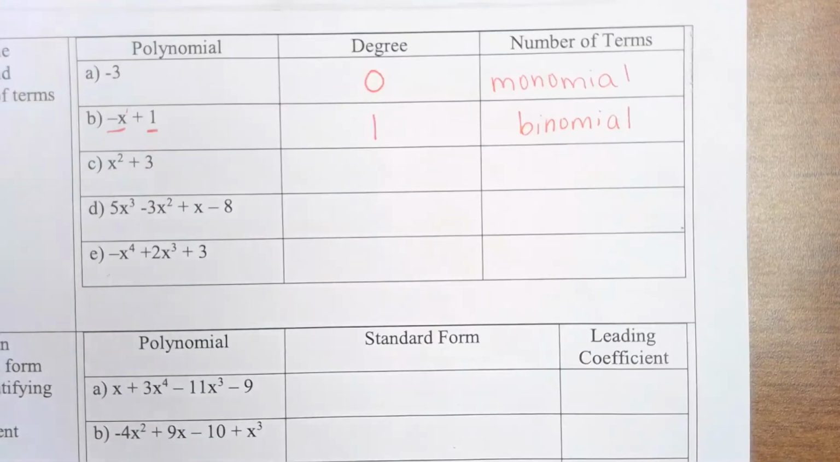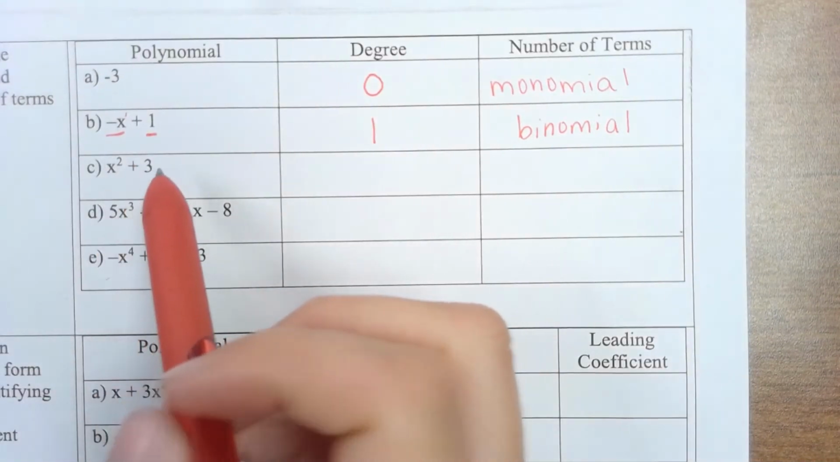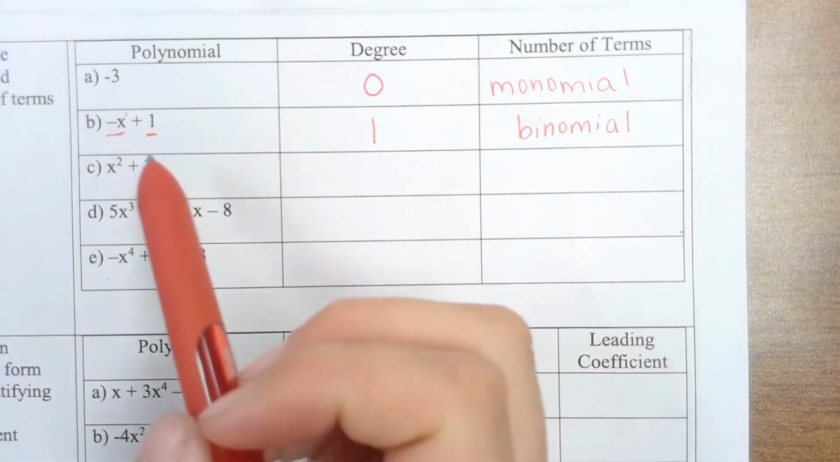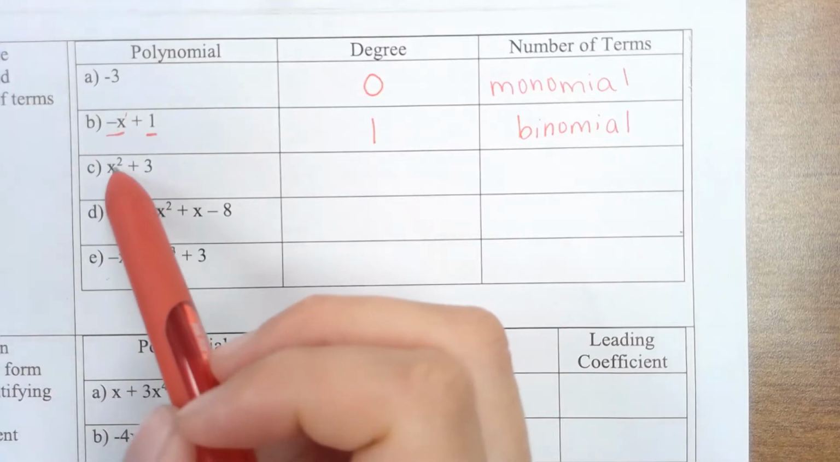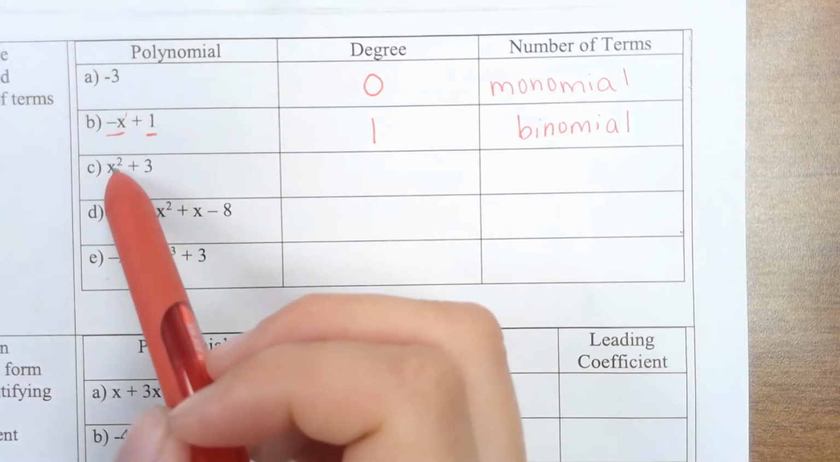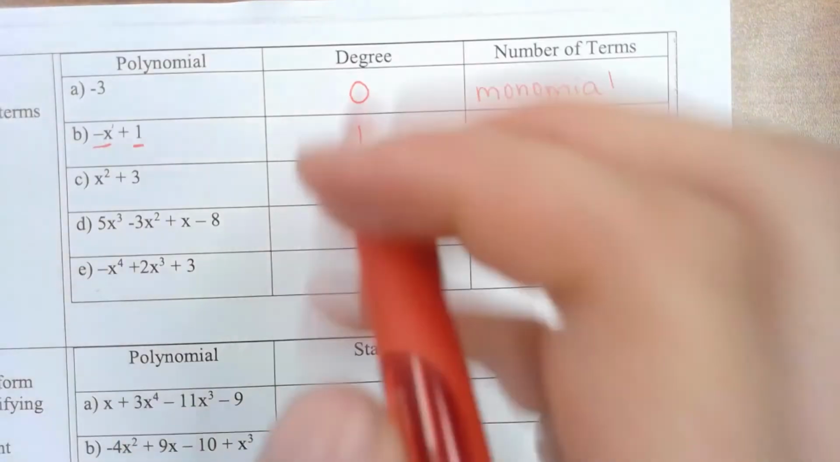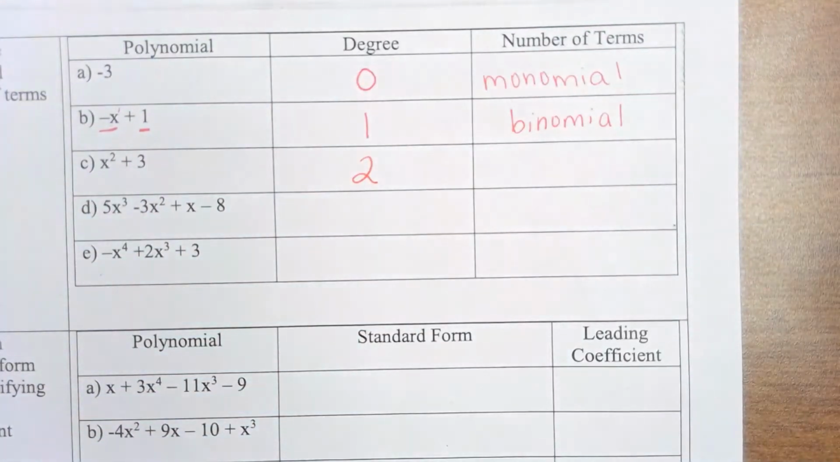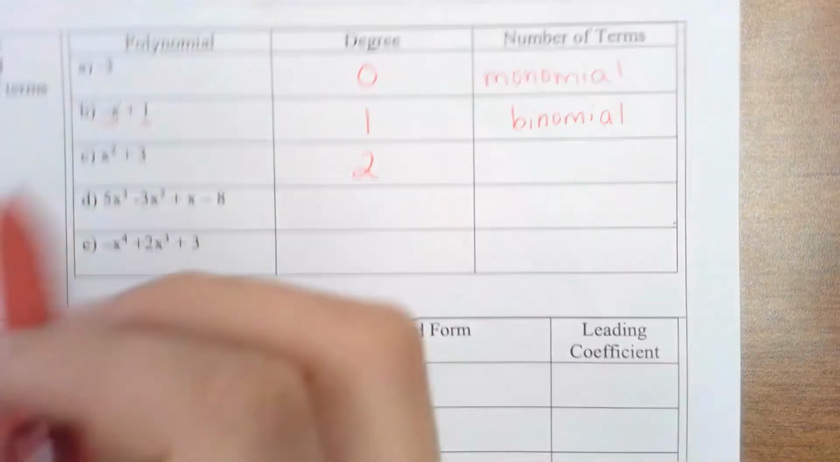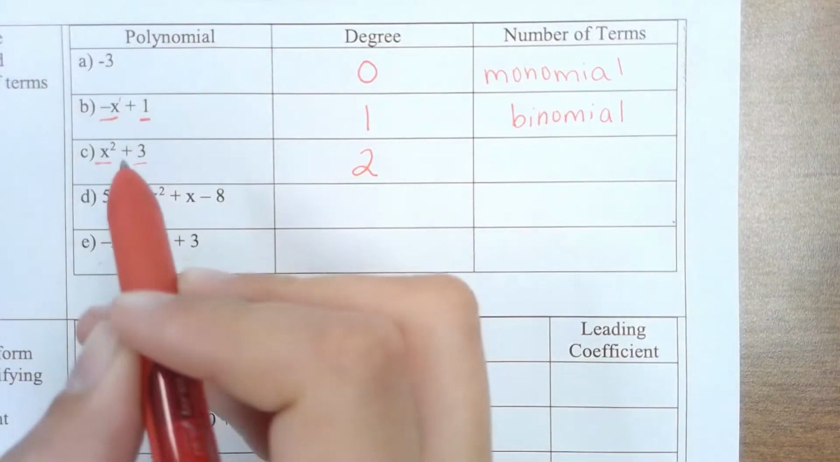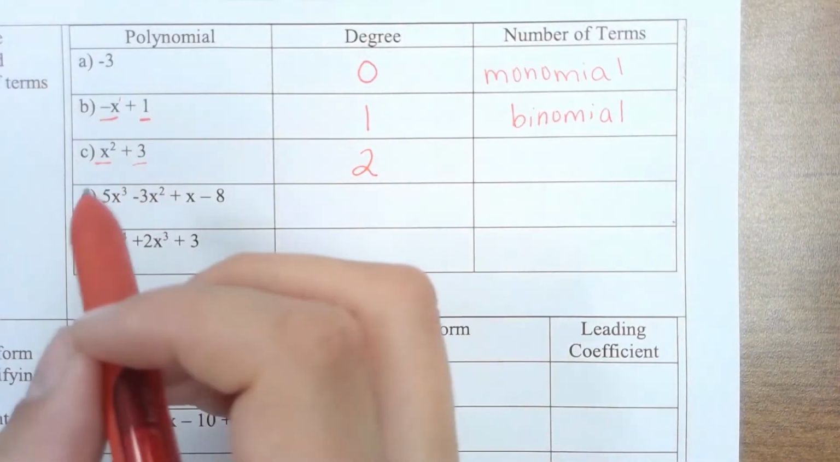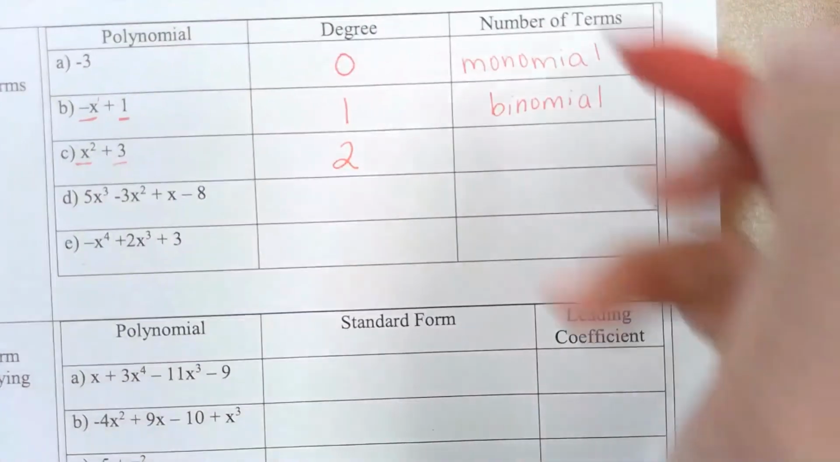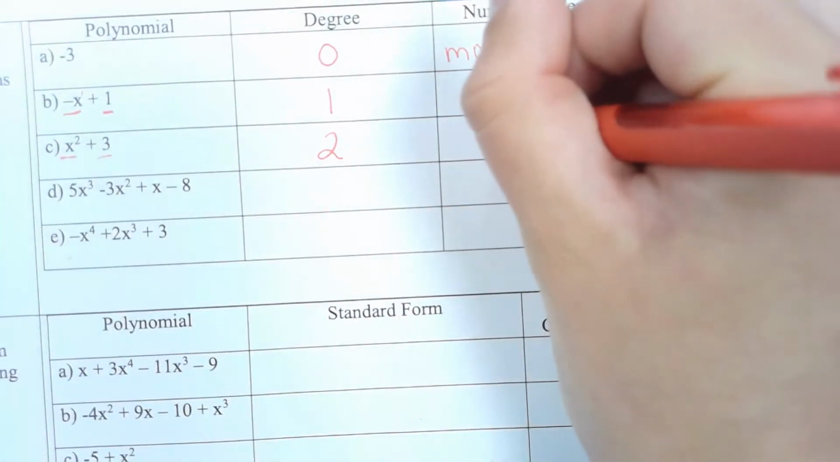Okay, looking at the next one, so now we have x squared plus 3. So again, your degree is going to come from the highest exponent on that variable. So this time it's squared, and that means that our degree is 2. And then again, looking at the number of terms separated by our operations, I have an x squared and a 3. So that means I have 2 terms, so this is a binomial.